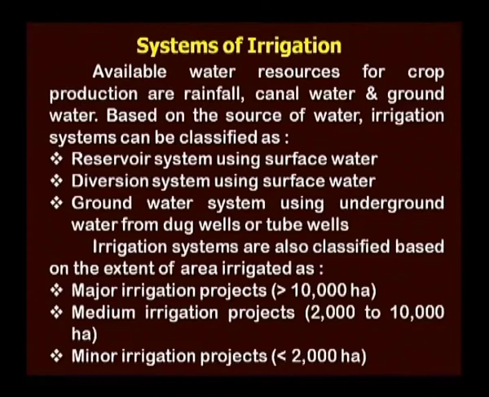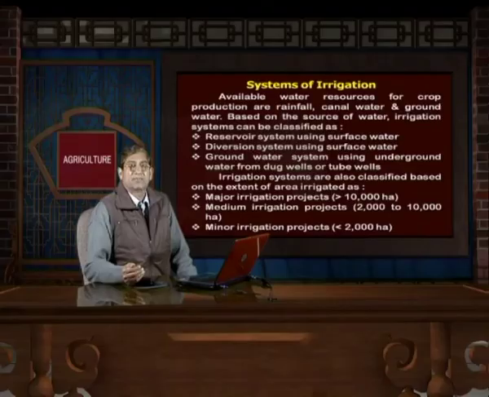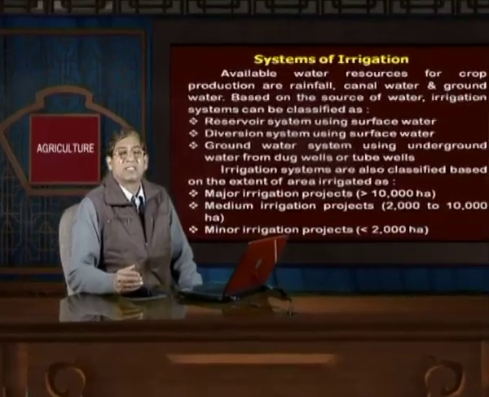In this way, these different systems of irrigation are being adopted, whether that is canal system of irrigation or well system of irrigation, or there is diversion. And by diverting the water from the rivers, the irrigation structures are being made.